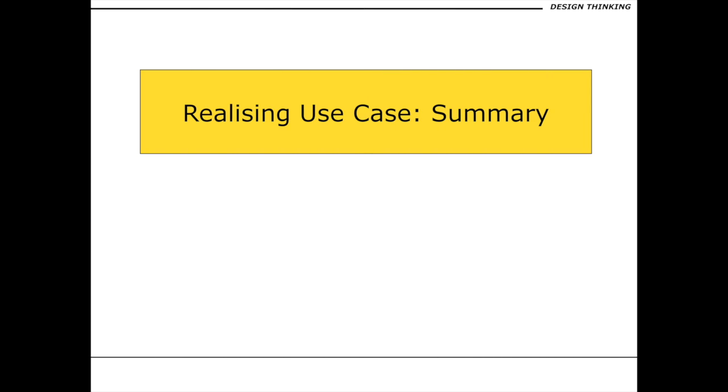Hello and welcome back. Now that we have talked about how to realize a use case, let us end this section by looking at the role played by UML diagrams as part of our design thinking.